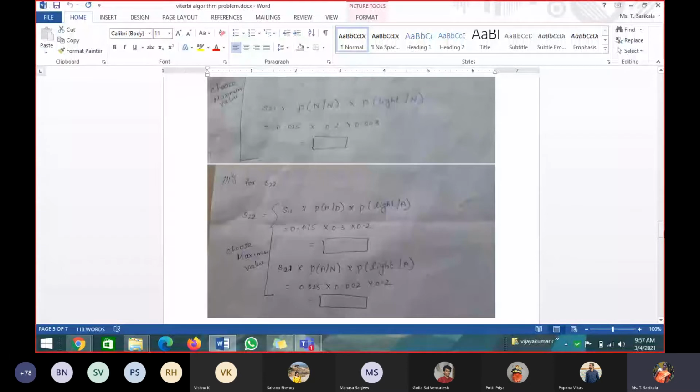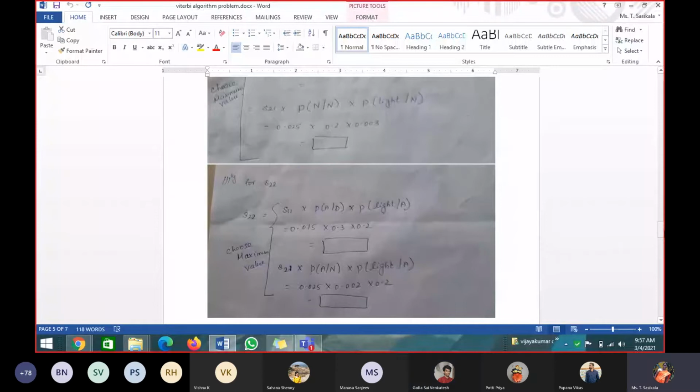Don't see the slide. You can tell by yourself. You have the problem with you, right? That's why I cannot rotate above and below. I told you to draw the diagram. So can you tell me what is the second combination? Then you can multiply. P of S21 into probability of adjective given noun, into light given adjective.